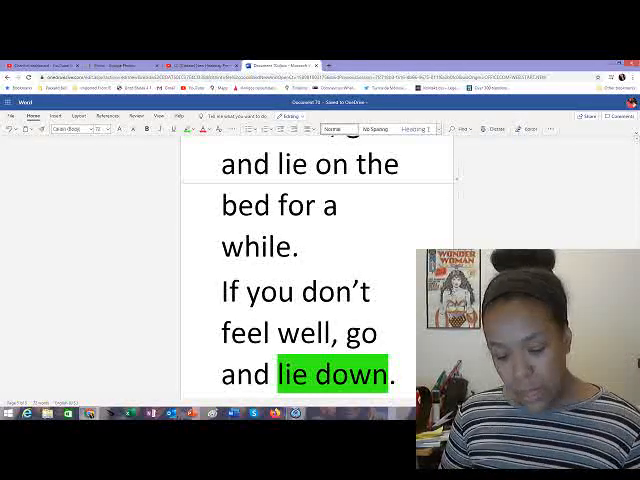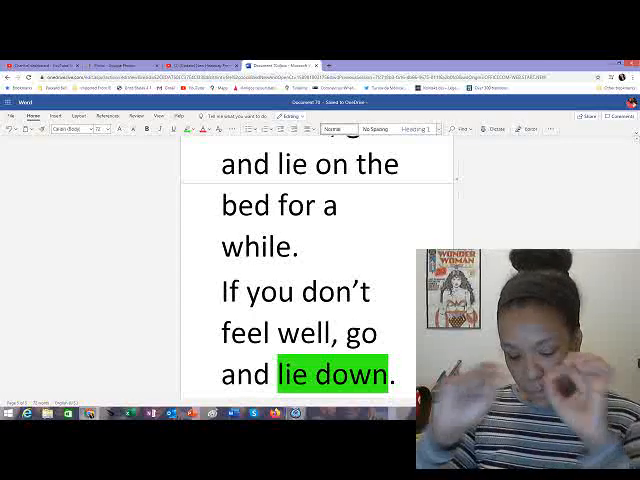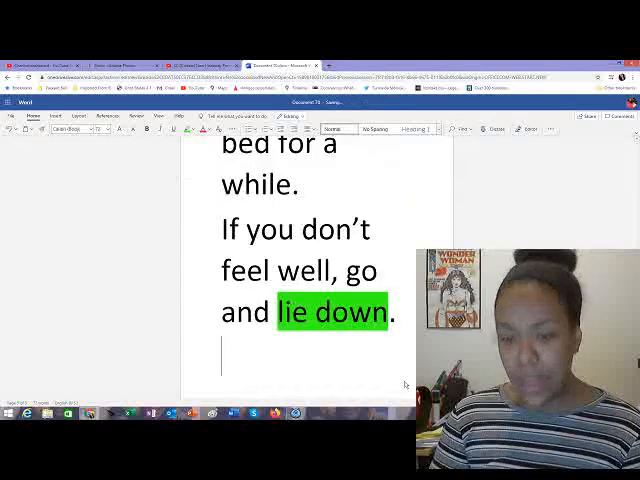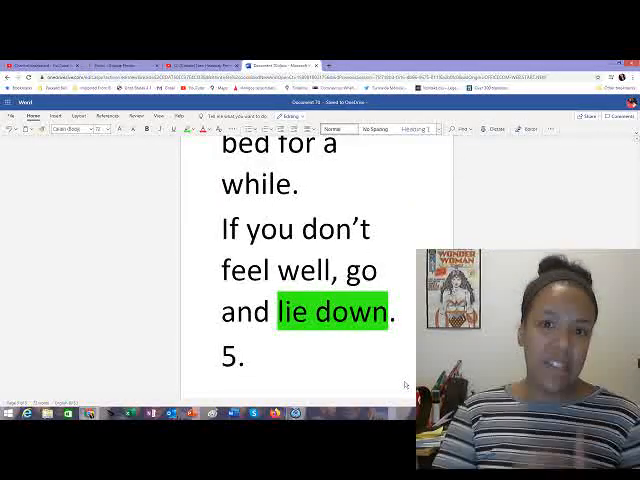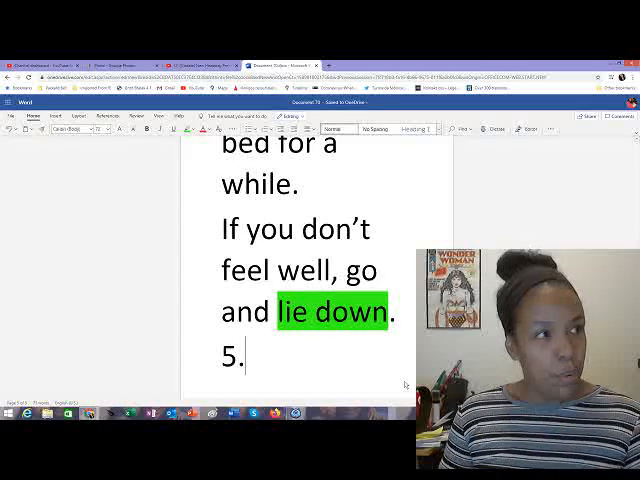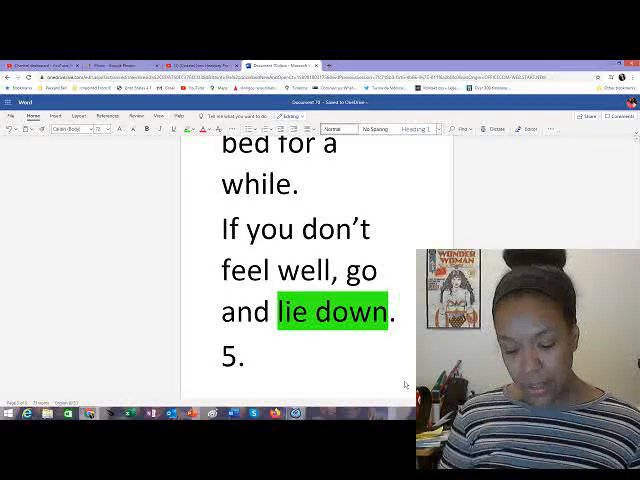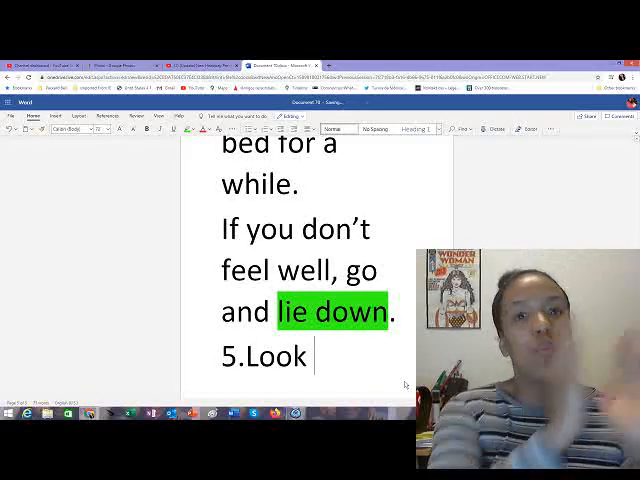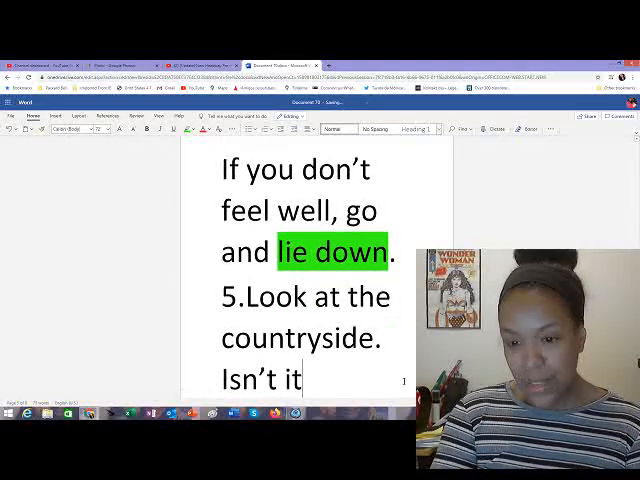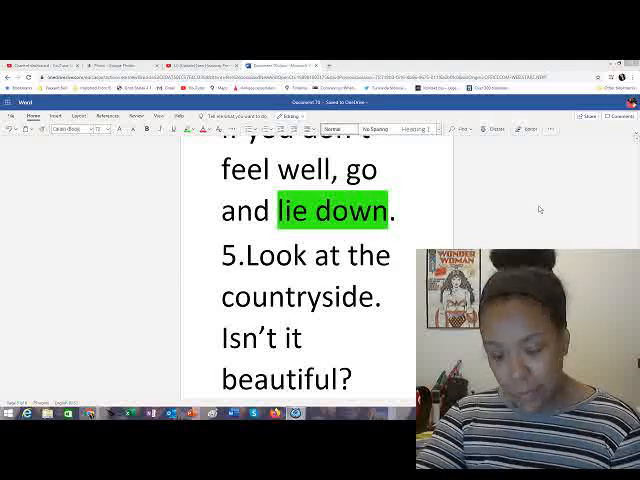Number 5. Look blank the countryside. Isn't it beautiful? You have to imagine what kind of situation this is. They're sitting in a car, going somewhere together, right? And then somebody points out the window and says, look at the countryside. In that direction. Look at the countryside. Isn't it beautiful?